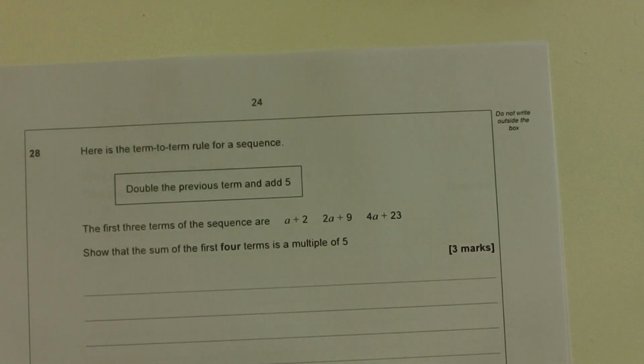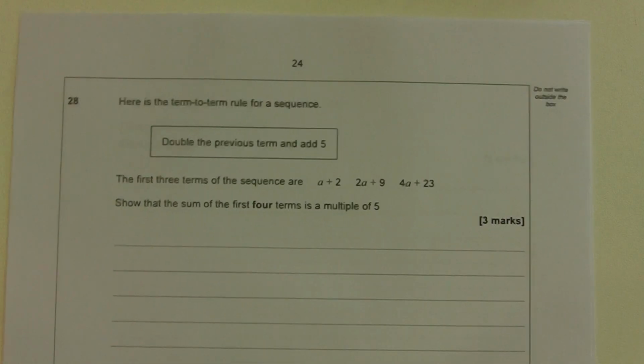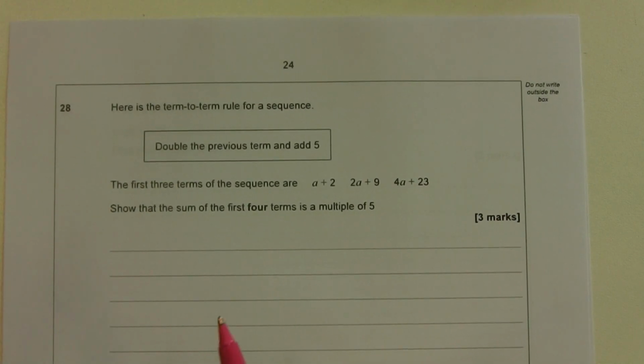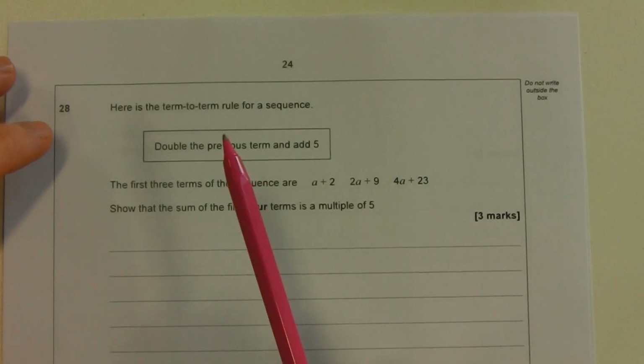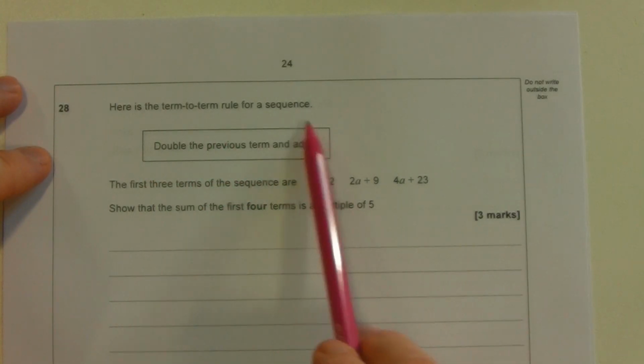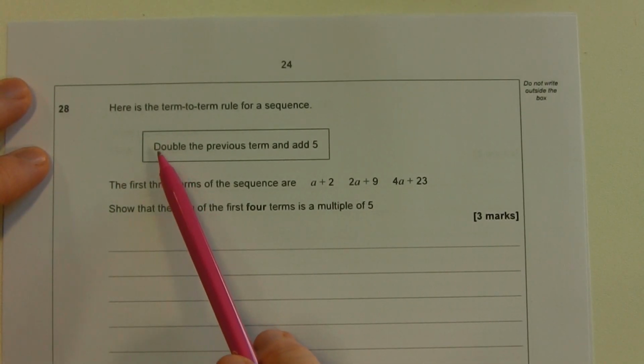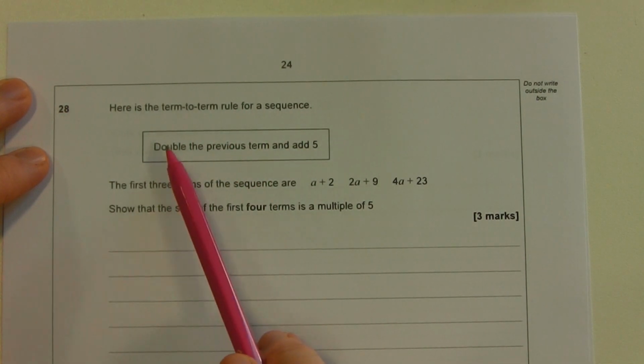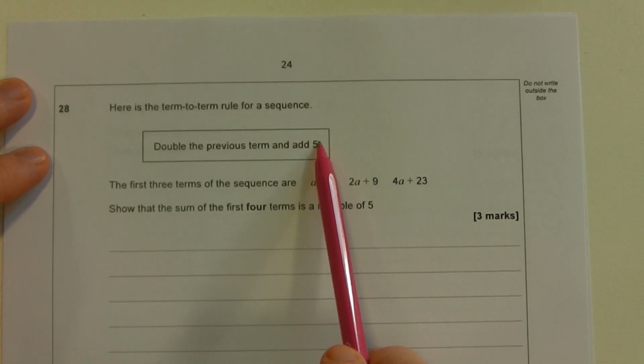Question 28. And this one was a bit nasty. I'm not going to lie, it was. Again, anything in a box is information. And the term to term rule, this is it. So we're going to double the previous term and add 5.